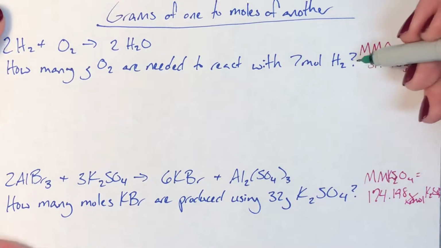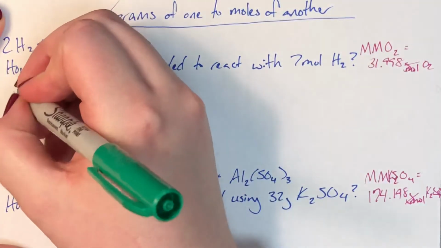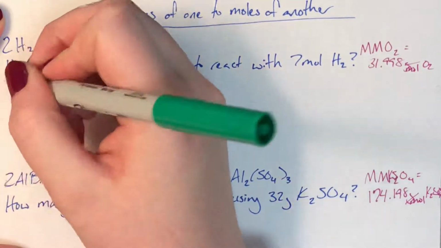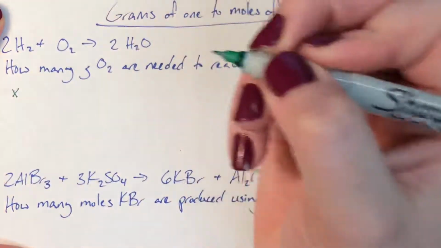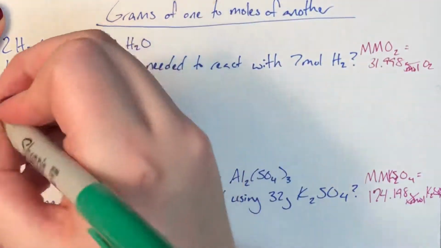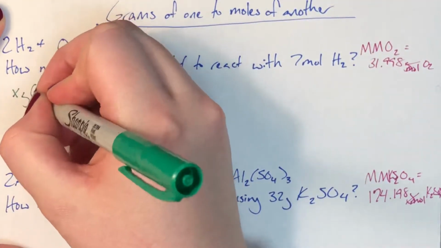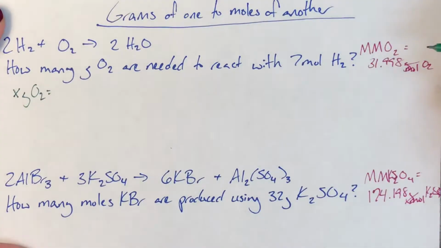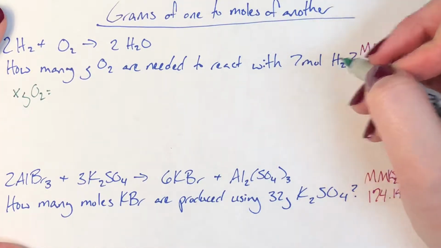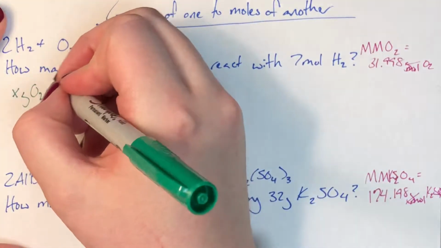We're going to translate this English version of the question into math. How many turns into x? And then it says grams of O2, that just stays grams of O2. Are needed to react with are my bridge words. They just tell me that these numbers are going to be related somehow. And then 7 moles of H2.